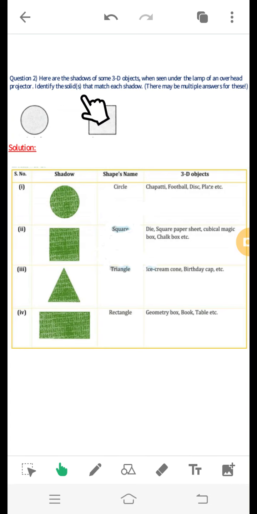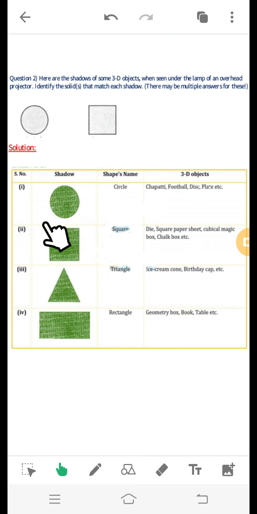Question 2. Here are the shadows of some 3D objects when seen under the lamp of an overhead projector. Identify the solid that matches its shadow. There may be multiple answers for this. Here the figure is given. We have to check, if the shadow is given, which shape it is.